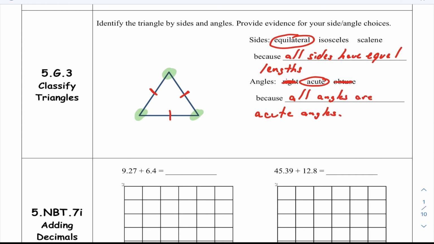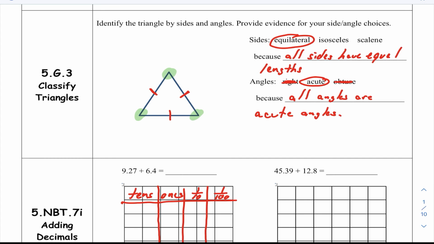So 9 and 27 hundredths plus 6 and 4 tenths. I'm going to have the ones place, so let's do tens, ones, tenths. I'm going to use this to kind of squeeze it in, and then hundredths. So kind of squeezing it in there. I'll switch my colors up so it's a little easier.